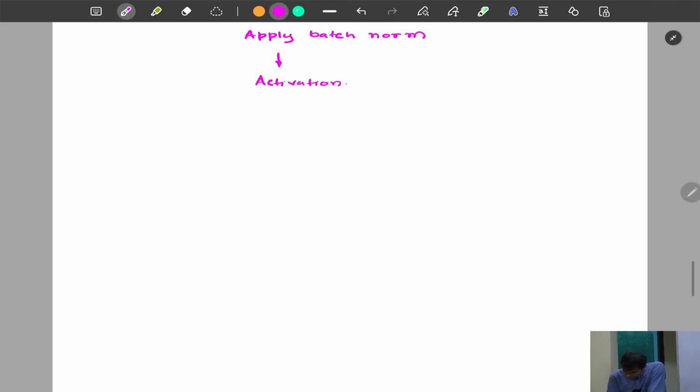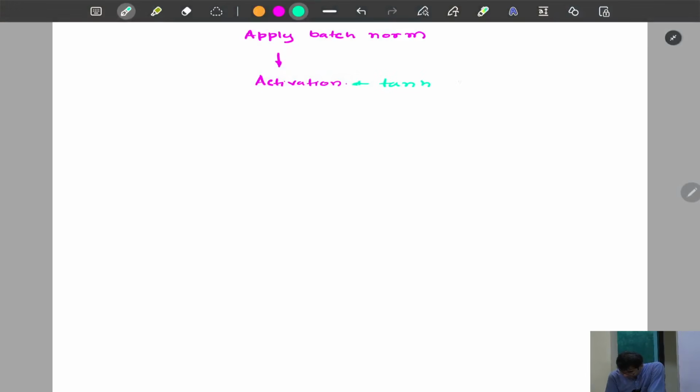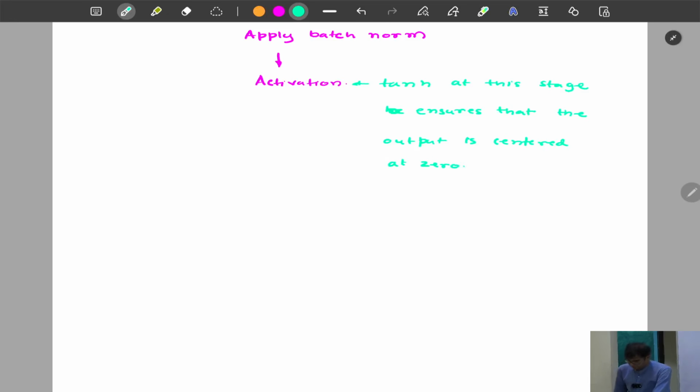So tan hyperbolic at this stage helps, or ensures is probably the correct term, that the output is centered at 0. Okay.